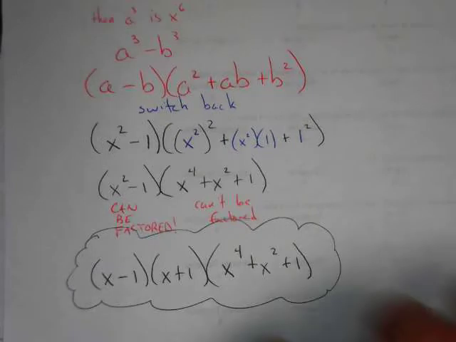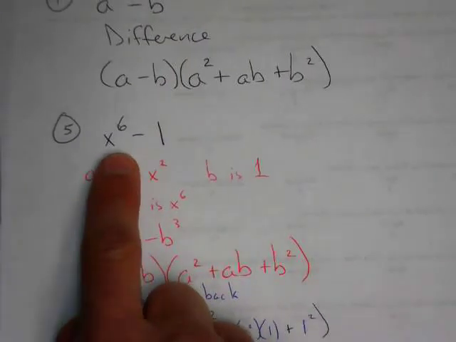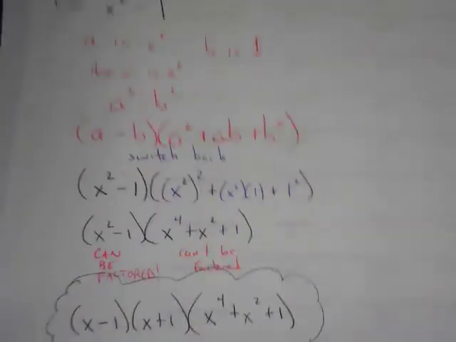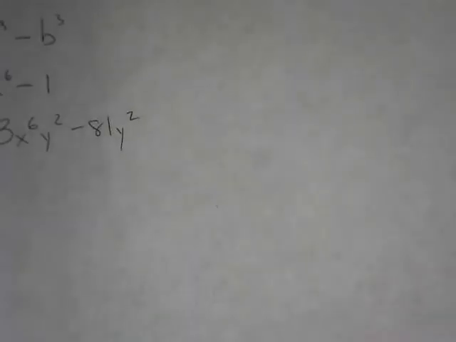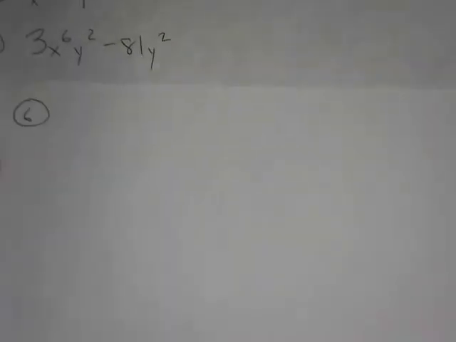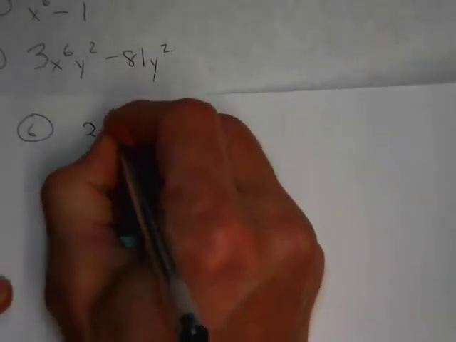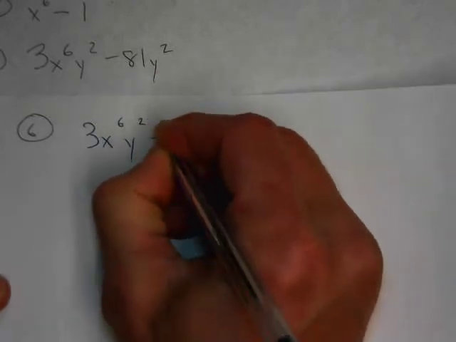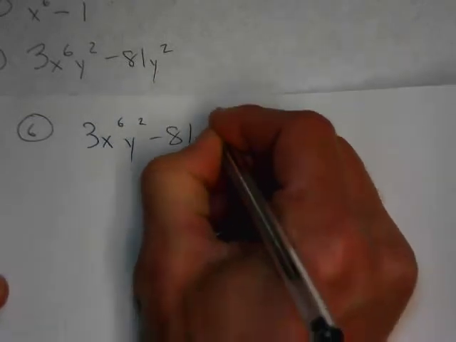This is a fun problem. I put a note on this one. I like that one. That's a good one. And now for the last one. Looks kind of complicated, and it is. So we're going to walk right through it and do a good job. So here is our last one. We have an interesting expression. So we have 3x to the 6th y squared minus 81 y squared.